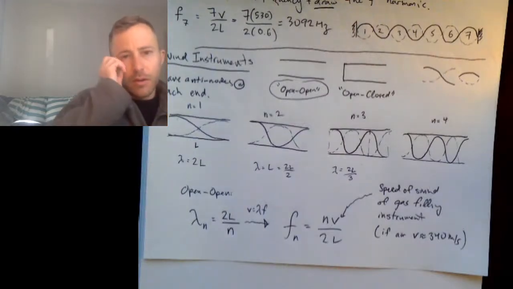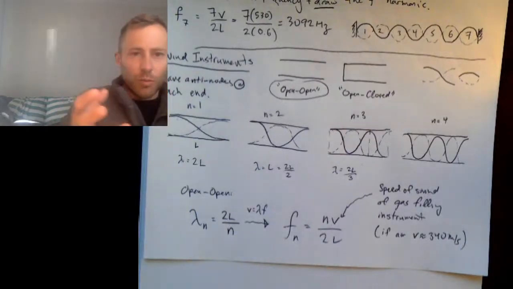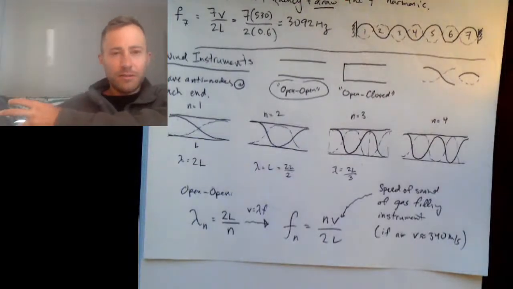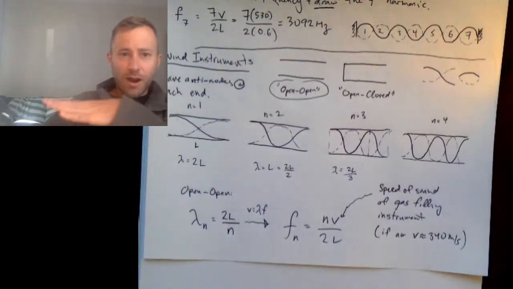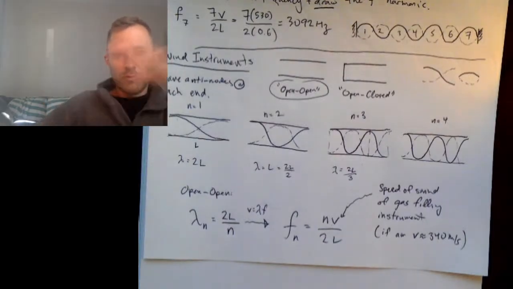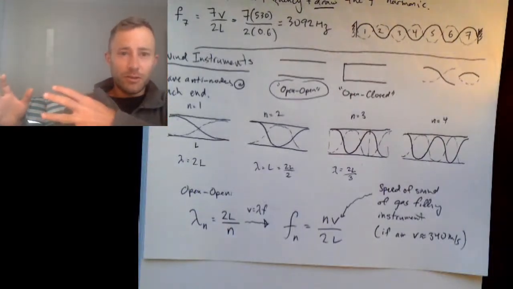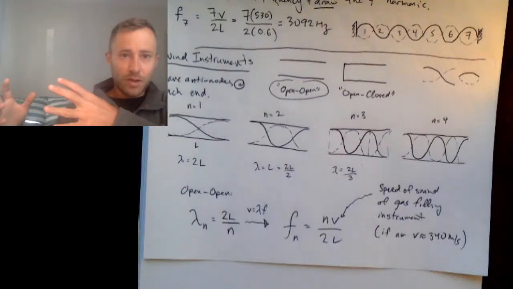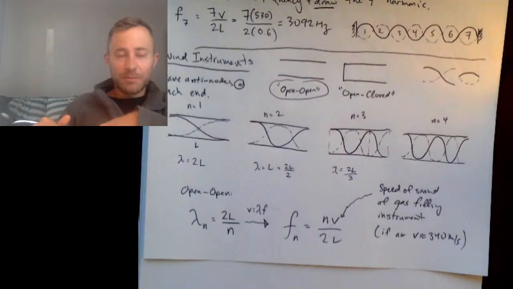So what that means is if you tune a wind instrument in warm air, and then you take it outside to cold air, the speed of sound is going to drop from where you were compared to where you are currently, and that's going to make your instrument go out of tune. So it's going to make the frequencies go down.